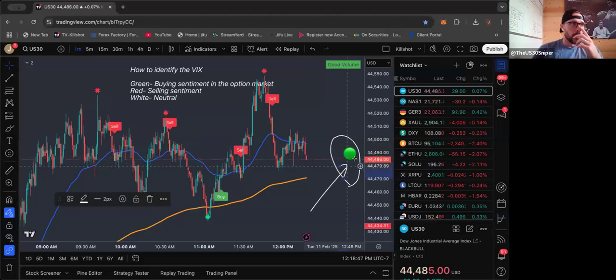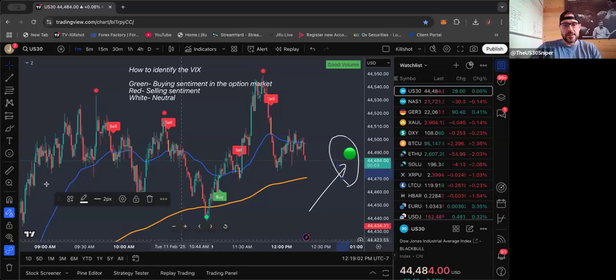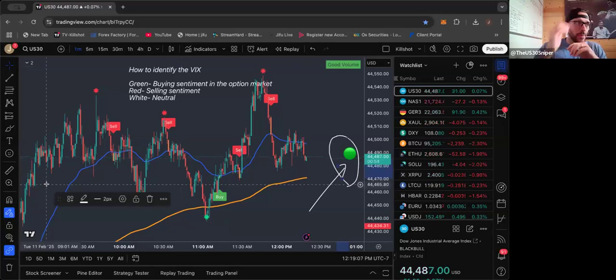So you can see right now it's got buying, but it's heading downwards on US 30, because this is based on the VIX and the options. That means people are probably buying down here. So that's how you identify the VIX and how you use it. You use it as you enter signals, which I'm going to talk about more.